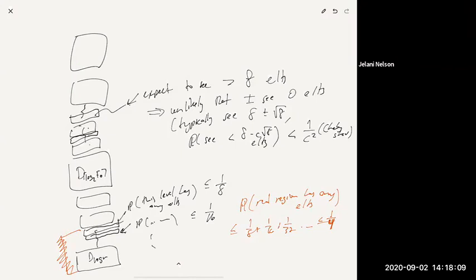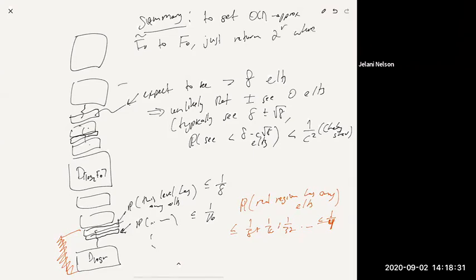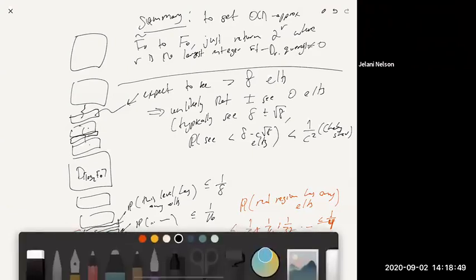So, in summary, to get a constant factor approximation f0 tilde to f0, just return 2 to the r, where r is the largest integer such that the query on the level-r structure is not equal to 0. Does that make sense?